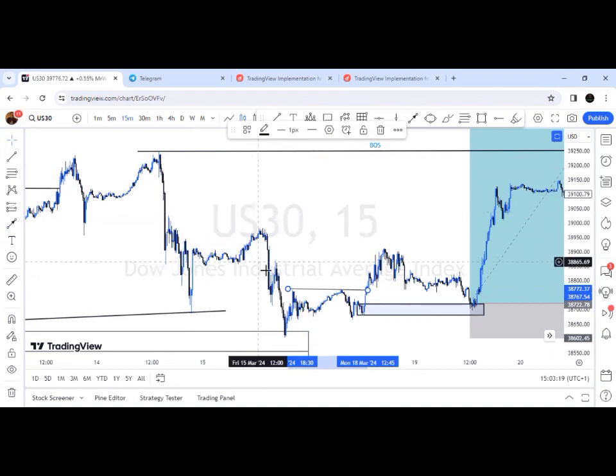And look at the structure that took the market into that zone. So immediately this high got violated, and I saw that, okay, this should be a confirmation zone. Then I start looking for entry.